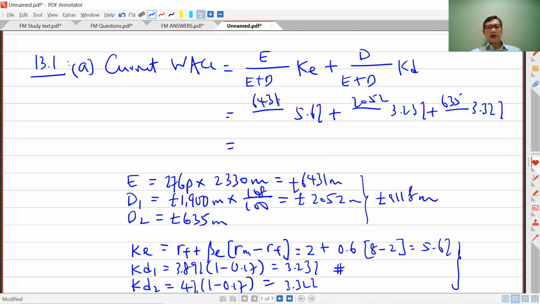So for equity, you have 6431, then you have debenture 2052, and then you have the bank loan of 635. Total capital is these three added together, the equity plus the debt, so this figure should be 9118. And then you will have the current cost of capital of 4.91%. So that will be the answer for part 13.1, part A.